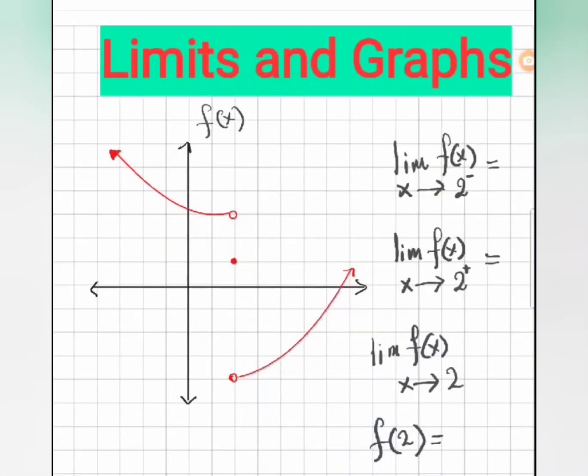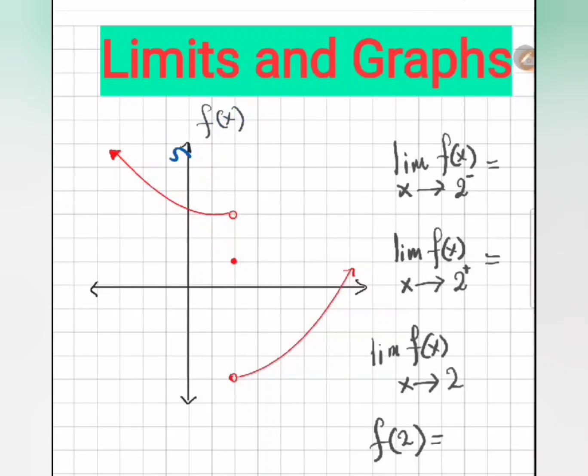So let's say we have an open circle at this point, a closed circle, and also another open circle. What is the limit as x approaches 2 from the left side? This is known as a one-sided limit. And let's call this function f of x.